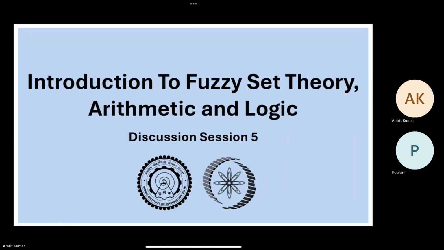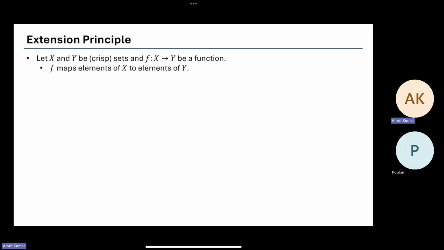So we'll start this discussion session, which is discussion session 5. In the last session, we talked about the extension principle, and we saw how it can be used to extend crisp functions to fuzzy functions. I will do a couple of problems on the extension principle, and then we'll move to fuzzy equations, which is basically what assignment 6 is about. It's about the extension principle and fuzzy equations.